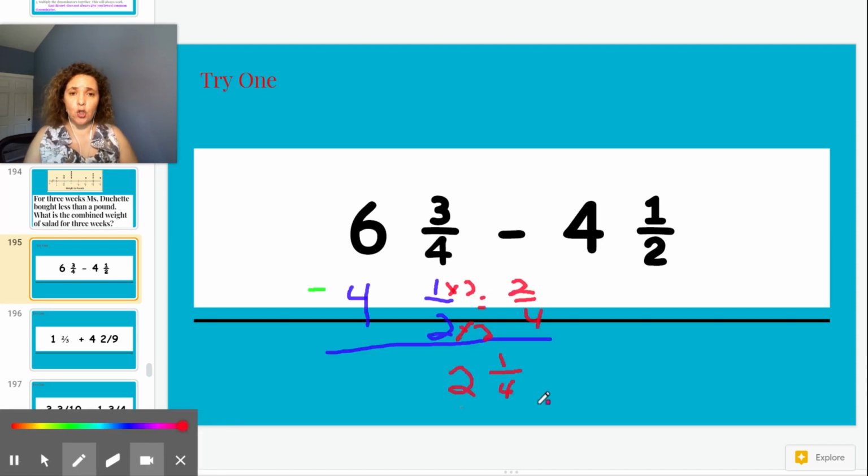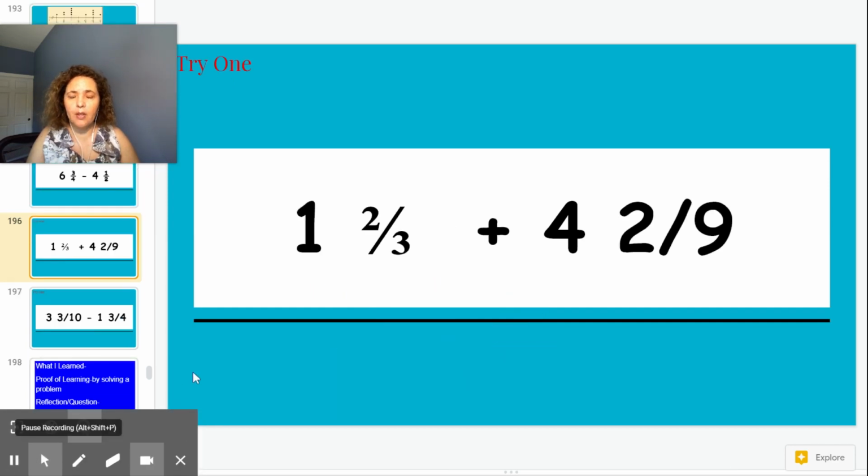All right, so hopefully you got 2 and 1/4. I rewrote it. I brought the 4 1/2 down here. I said, does 2 go into 4? Yes, so 4 is my common denominator. Got to multiply top and bottom by 2 to get 4. 1 times 2 is 2. 3 take away 2 is 1. And then 4 for my denominator. 6 take away 4 is 2. 2 and 1/4.